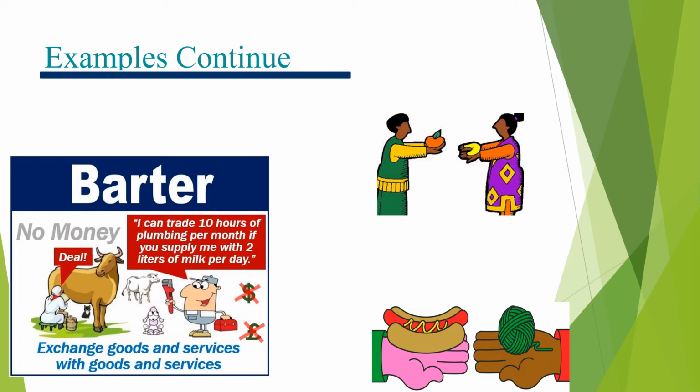Now, if we go down right here, for the third example of barter, we see where a ball of thread is being exchanged for a hot dog. A ball of thread is being exchanged for a hot dog. So you begin to get the understanding of what barter is. It's really the exchange of goods and services, and one party has to have what the other party needs in order for barter to take place.